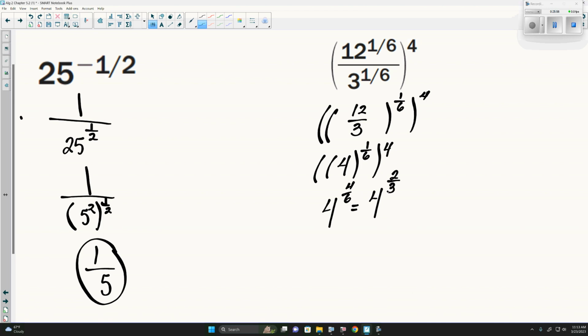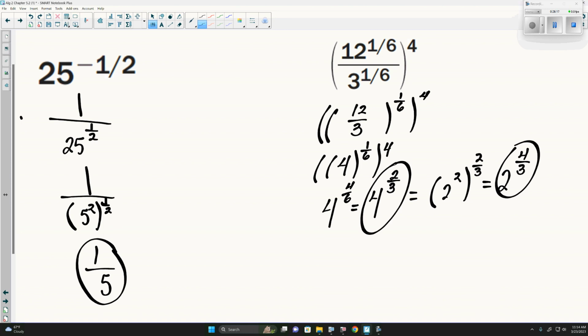Now this here realistically is as simplified as it gets for the most part, but could we rewrite 4 as a number times itself? Which would give us 2 to the 4/3. But since rewriting it as 2 didn't really reduce that exponent, it really didn't matter which one we left it as. But it is still sometimes good to see if it would actually reduce it or not. Because if it does reduce it, we need to reduce it. If it doesn't, it makes no difference either way. Any questions on these here?